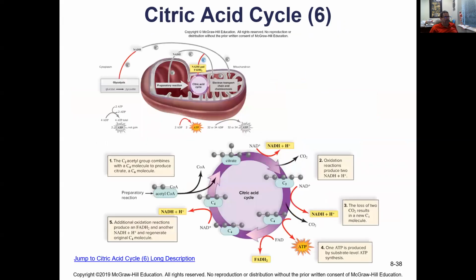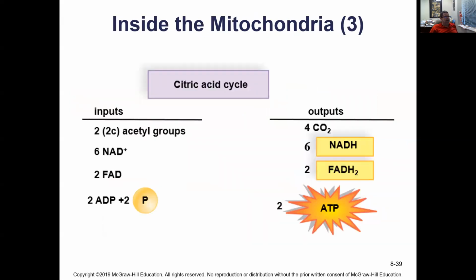Okay, and now she's just kind of walking through that again. Right now, watch what's going to happen now. So far we had 2 acetyl coenzyme A's go in. We needed 6 NADs, so we made 6 NADHs, 2 FADH2s, and 2 ATPs, right?